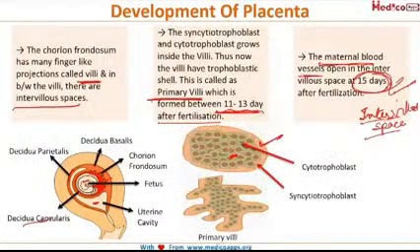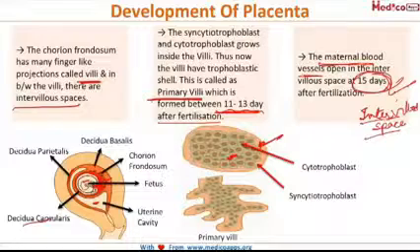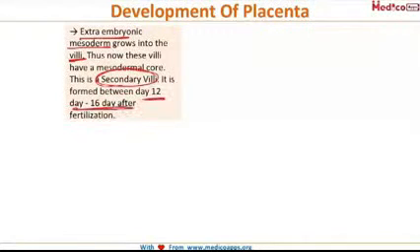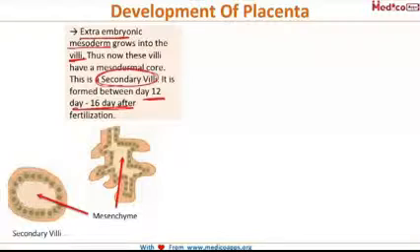And this is the picture for our primary villi, in which the syncytiotrophoblast and the cytotrophoblast grow inside the villi, and this occurs at 11 to 13 days of gestation. Now, between the 13th and the 16th day, the extra-embryonic mesoderm grows inside these villi, and these villi now become the secondary villi. So, secondary villi are formed between 12 to 16 days after fertilization, and we can see here the extra-embryonic mesoderm which is growing inside the villi.